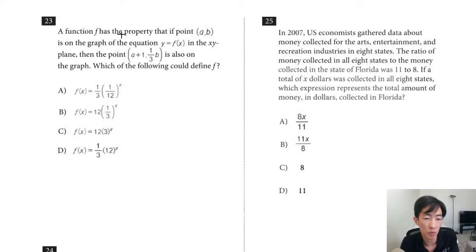Question 23, a function has a property that if point (a, b) is on the graph of y equals f of x in the xy plane, then this point is also on the graph. Which of the following could define f?